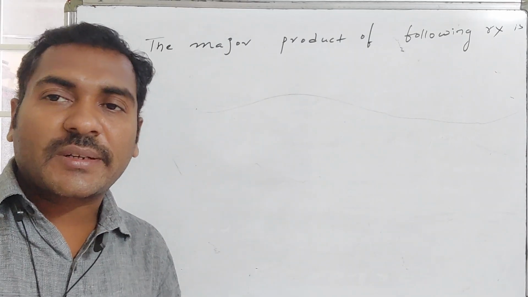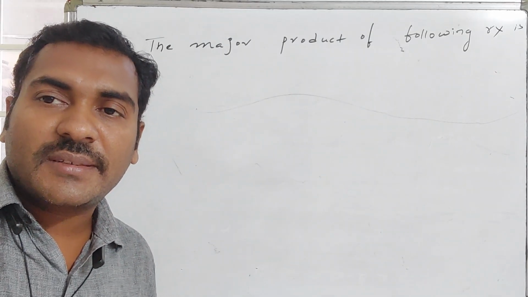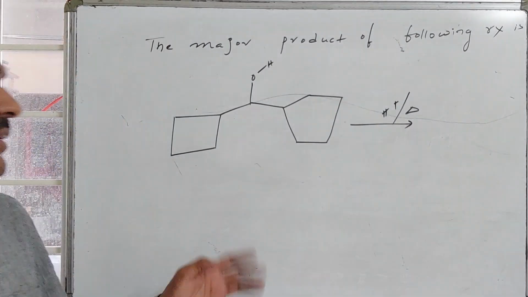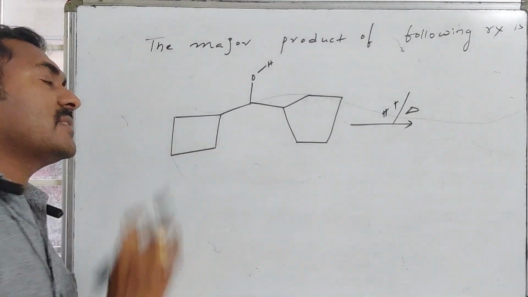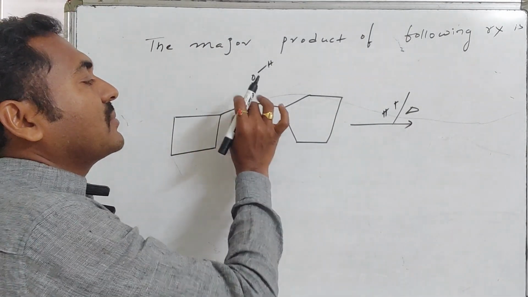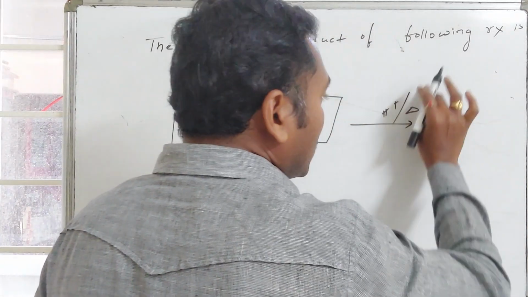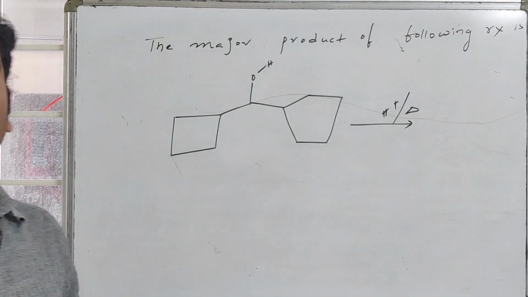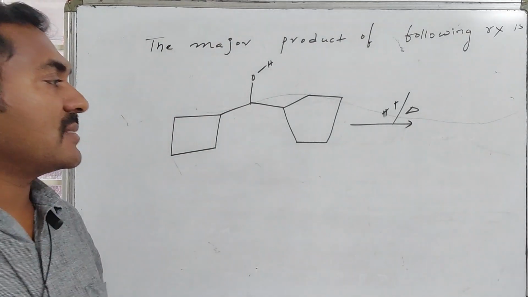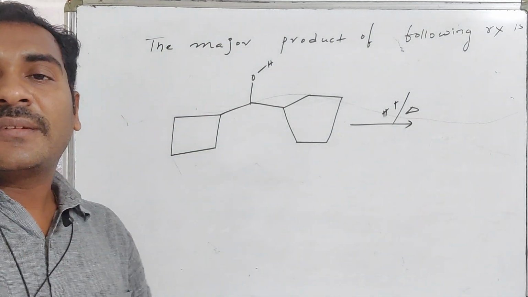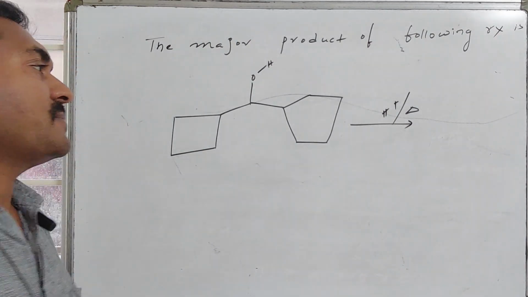The major product of the following reaction is given by. Here in the given question, a cyclobutyl system and a cyclopentyl system are connected to a carbon having one hydroxy group, and these are participating in acidic medium followed by heating conditions. We are expected to write the major product of the transformation.